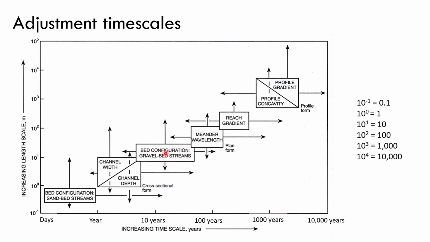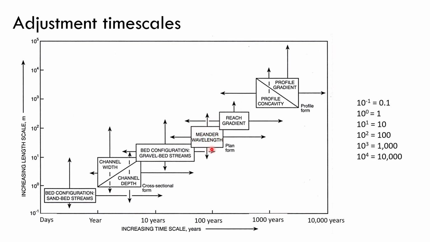The second degree of freedom up in this graph is the bed configuration. This is the idea of changing the bed forms. And this takes a little bit longer. Width and depth are related to bed forms pretty intimately, but ultimately this is kind of on the 5 to maybe 100-year time scales.